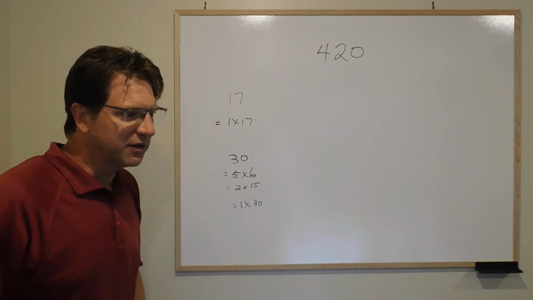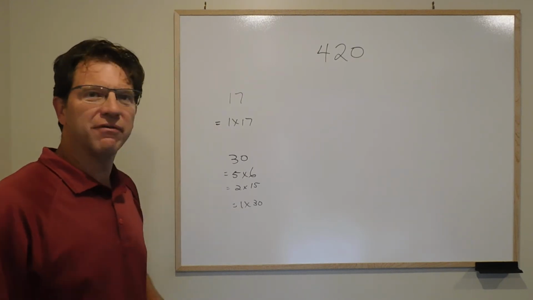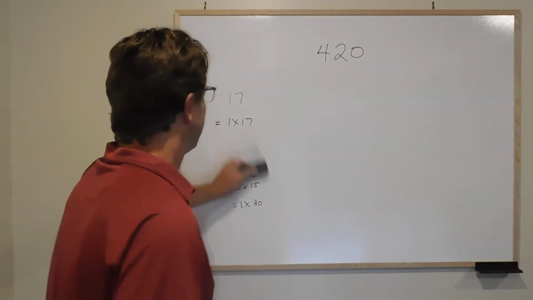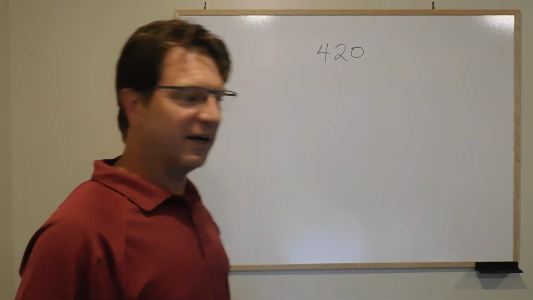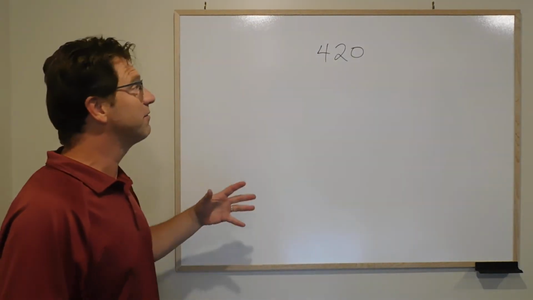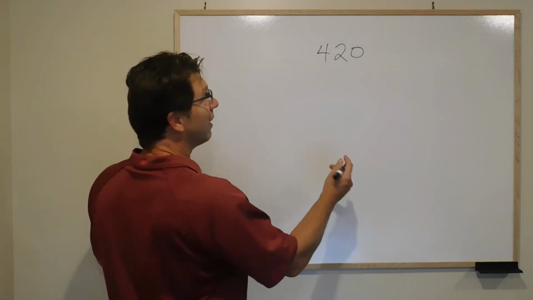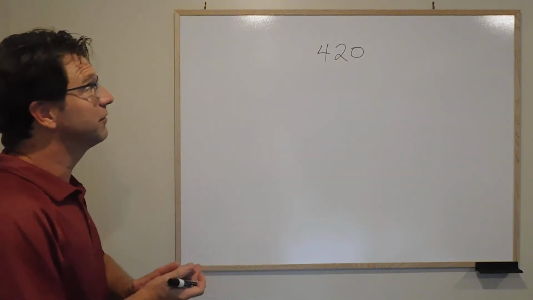So in this slide, it talked about prime factors and prime factorization. And what that really means is looking at breaking a number down to just the prime factors, those numbers that are not composite numbers. So if I take 420, I have a number of options, right?